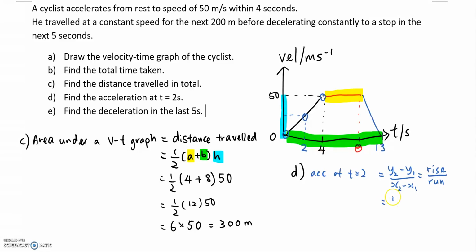So we will have 50 minus 0 divided by 4 minus 0. So that's 50 divided by 4. So we should have 12.5 meters per second squared.